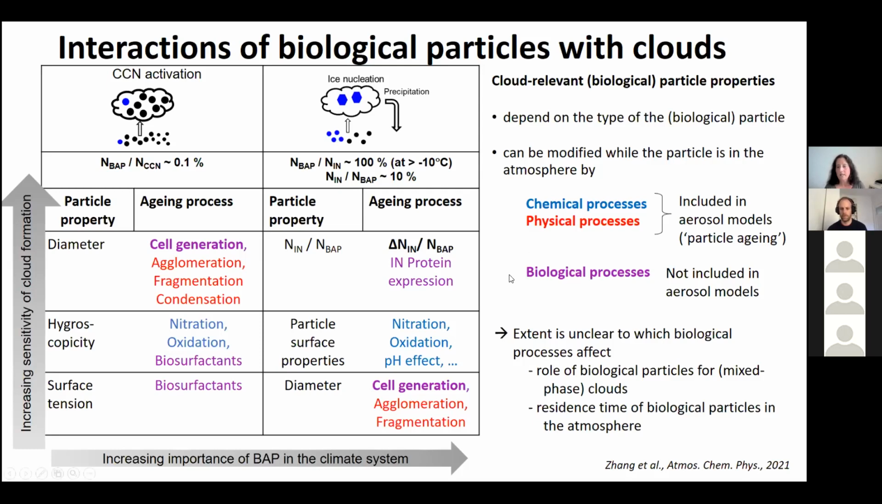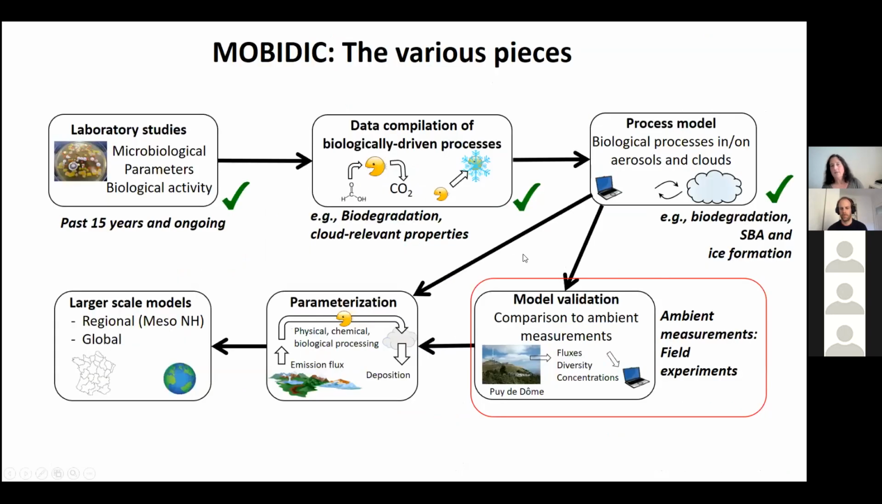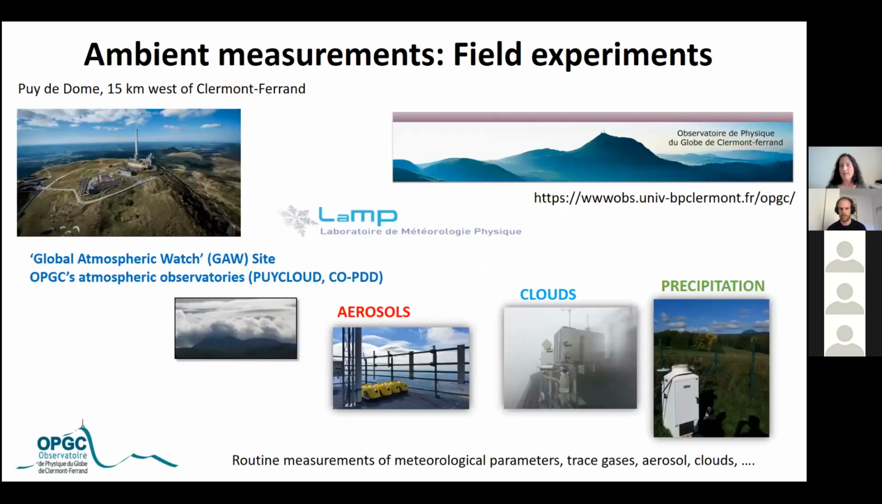So now I showed you this schematic before, but I come back to it because now I showed you some examples of what we have done in our project on lab studies, data compilation, and process models. Now we'll talk briefly about ambient measurements and field experiments, because we are in the very lucky position that just 15 kilometers west of Clermont-Ferrand is the Puy de Dôme, and there's the observatory, which is a global atmospheric watch site. That is an observatory that is managed by the physics department or meteorology department of our university.